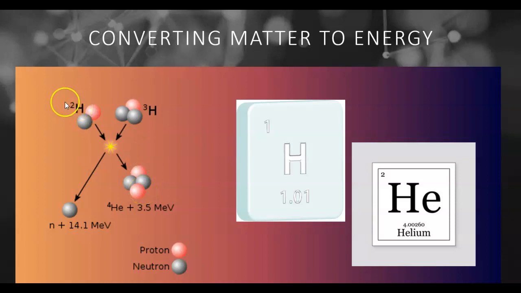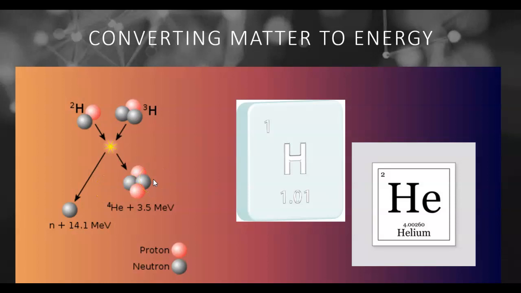So hydrogen 2 means that it has 2 particles in the nucleus. One is a proton, one is a neutron. 3 means hydrogen 3, 1 proton, 2 neutrons. And we whack those together and we get a helium, which has 2 atomic particles that are protons, which define it as helium. And then this extra neutron gets released.